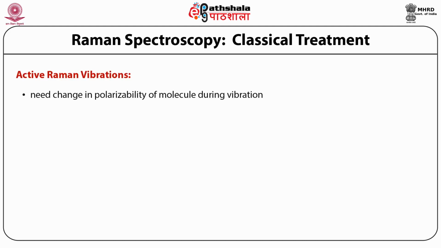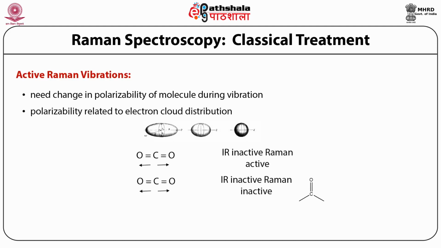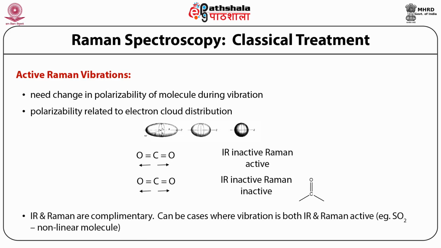Active Raman vibrations need a change in polarizability of the molecule during vibration. Polarizability is related to electron cloud distribution. IR and Raman are complementary, and there can be cases where a vibration is both IR and Raman active. The example is SO2, which is a non-linear molecule.